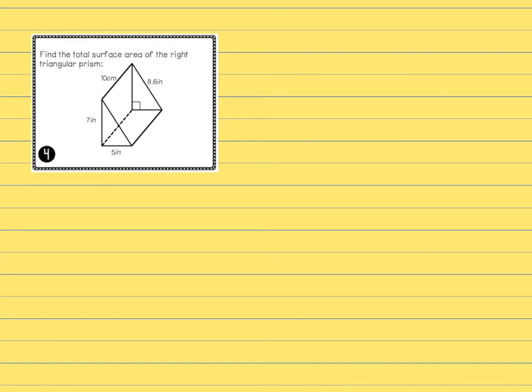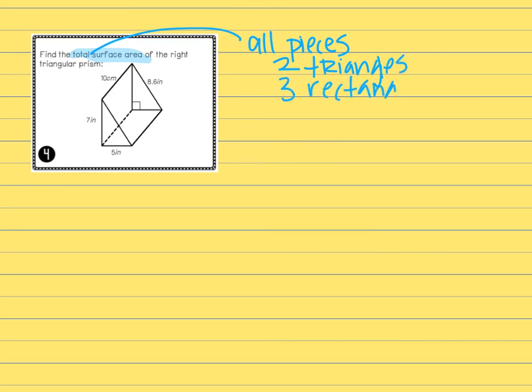Again, the most important thing to know is, are you doing total or are you doing lateral? If you're doing total, that means all the pieces. All the pieces of the shape. This one, since it's a triangular prism, you're going to have 2 triangles and you're going to have 3 rectangles. So I'm going to draw those pieces out for you. 2 right triangles, and then we have 3 rectangles.